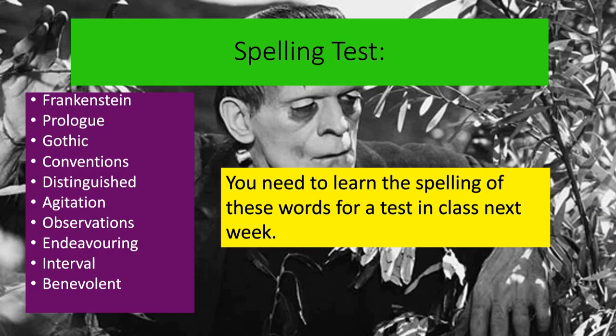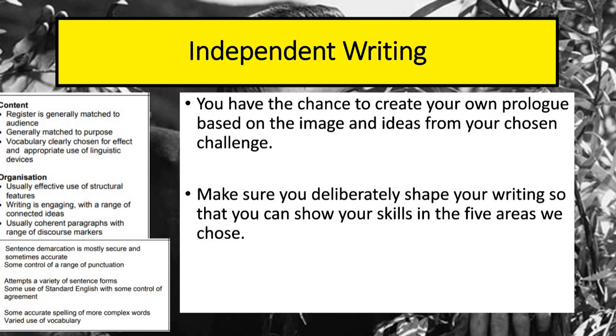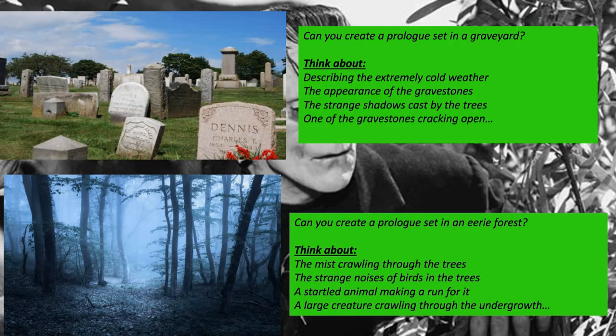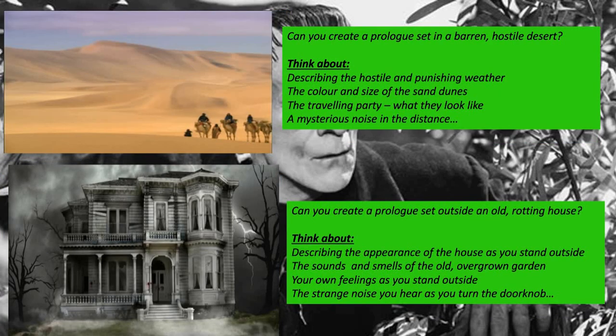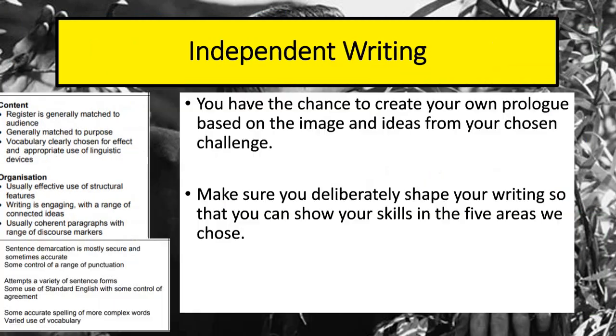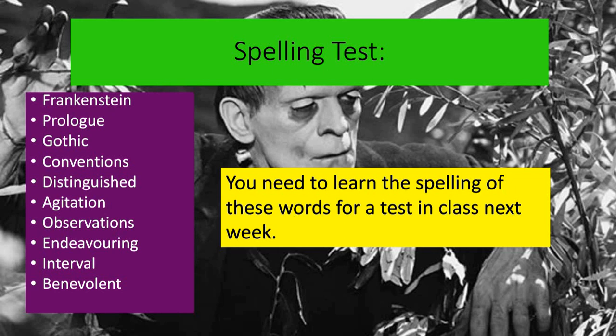So your first part of the homework is to create a prologue. Now, a prologue is usually about half a side of A4, on your chosen setting. So graveyard, eerie forest, desert, or rotting house. Then I would like you to have a look at these spellings and learn them. Now we're going to do a test on these next Monday. So that's when you will then be tested on these.